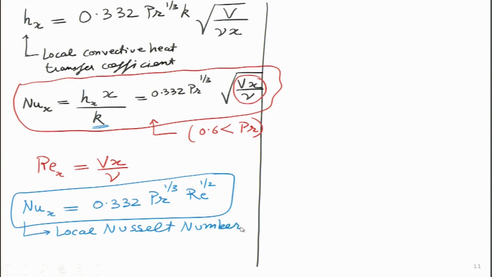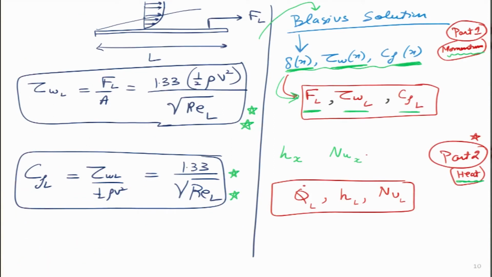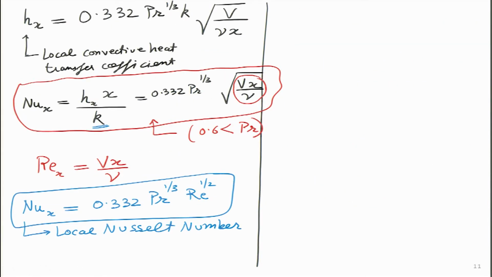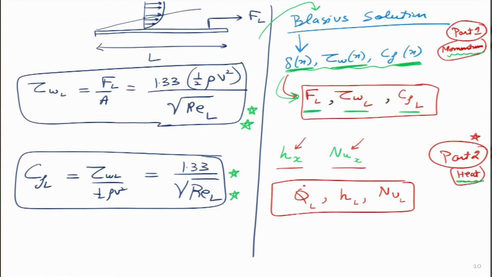So if we quickly go back one slide, these are the two parameters I was talking about, the local heat transfer coefficient and the local Nusselt number, whose expressions are obtained by solving the Blasius equation. So this is the Blasius solution, and based on this, we want to find out the three parameters given over here: the overall rate of heat transfer, the overall convective coefficient, and the overall Nusselt number.